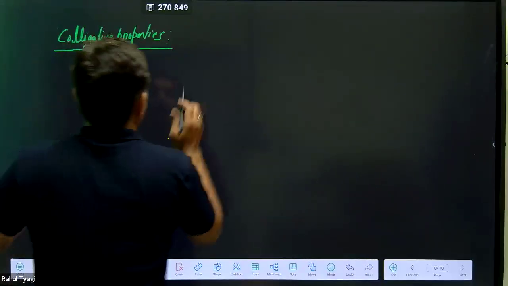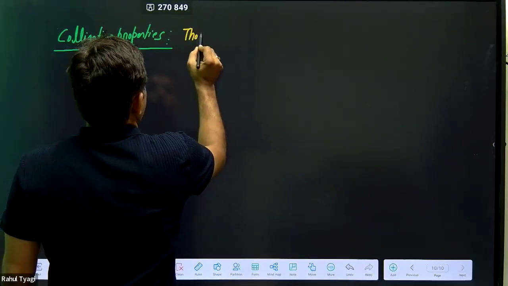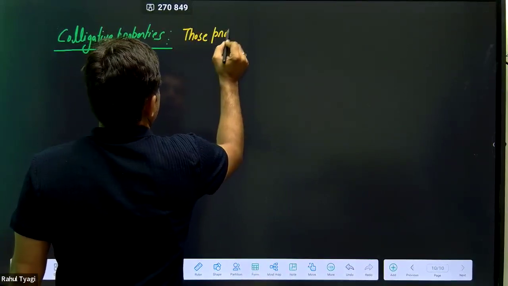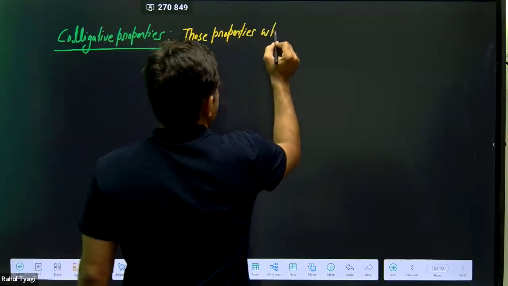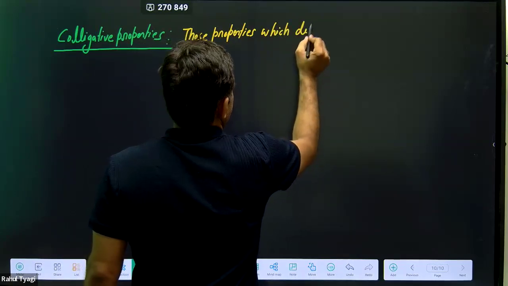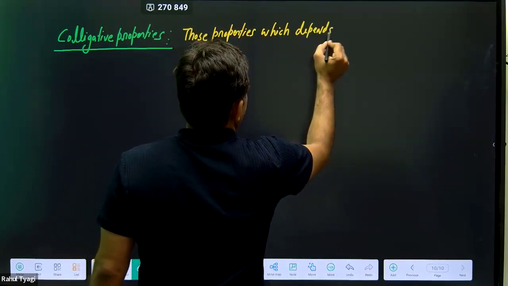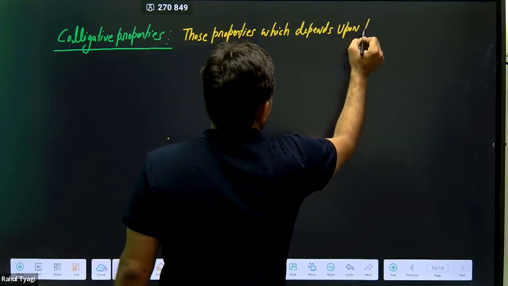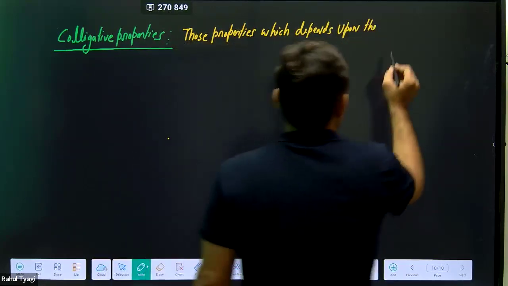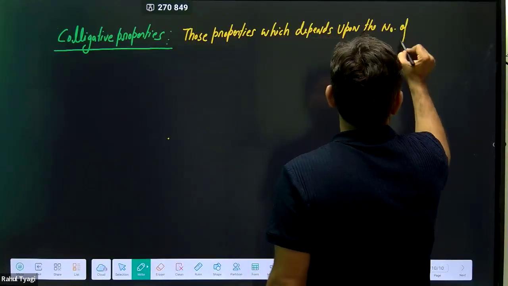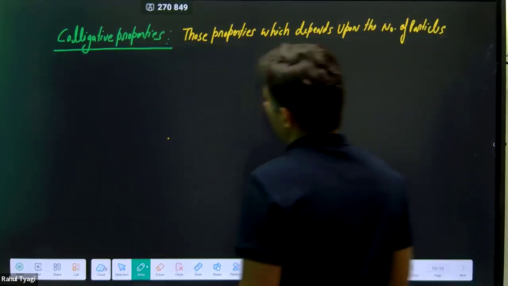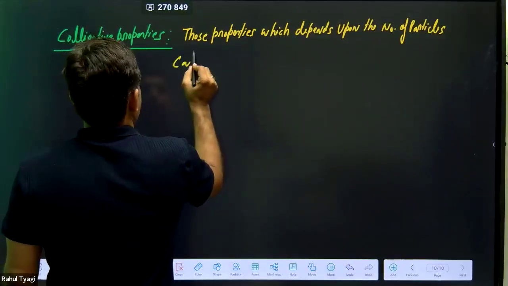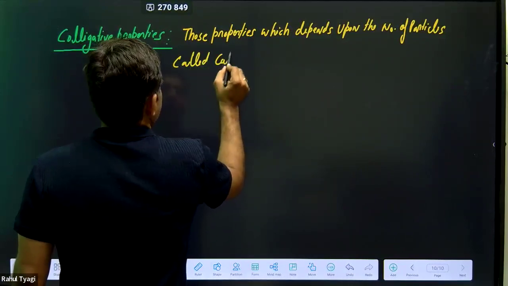Those properties which depend upon the number of particles are called colligative properties.